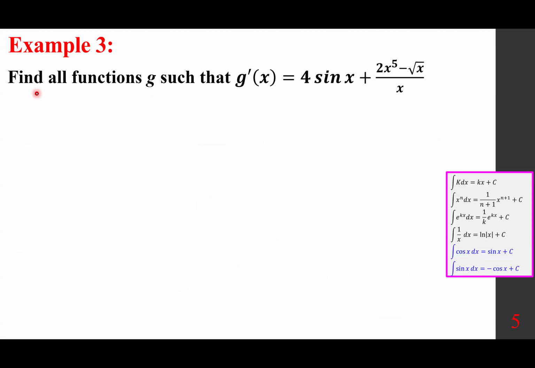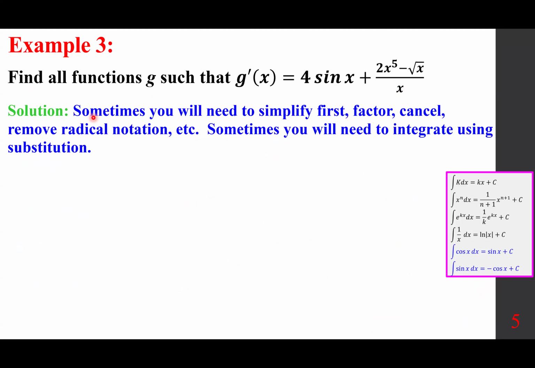Find all functions g such that g prime of x is 4 sine x plus 2x to the power of 5 minus square root of x over x. And I put some integral formulas for you here. So here's the methodology, everybody. Sometimes you will need to simplify first, factor, cancel, remove radical notation, etc. Sometimes you will need to integrate using substitution.